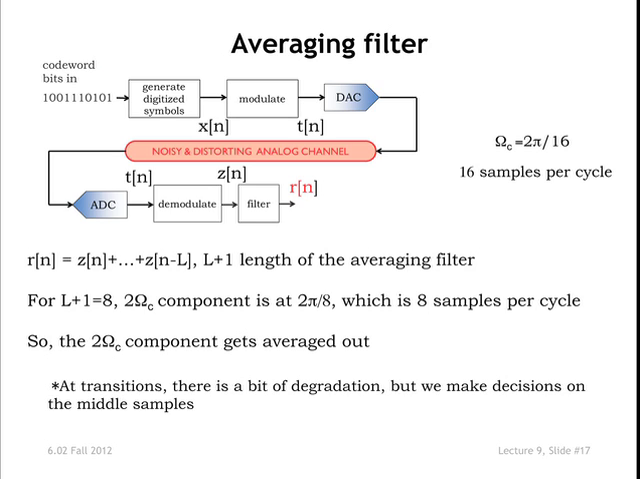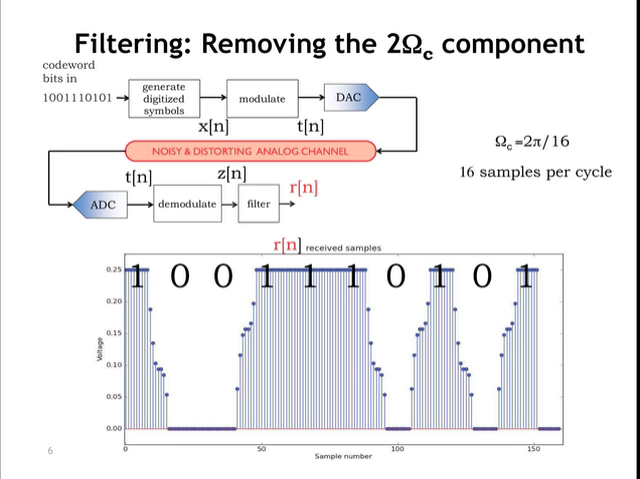So the filter here, the simplest one, just puts out a signal that sums L plus 1 of these values, where L plus 1 is 8. That's exactly the period of the double frequency component. Remember, we had 16 samples for the original carrier. So the double frequency component has a period of 8. And so the 2 omega C piece gets eliminated. And here's what we get.